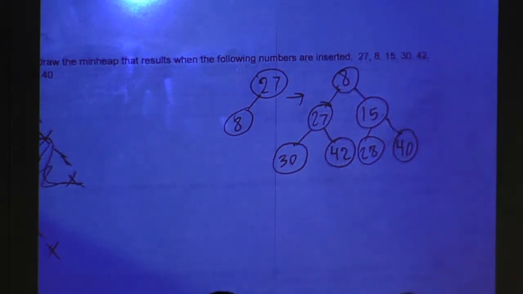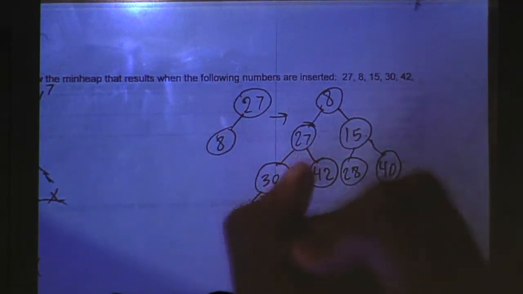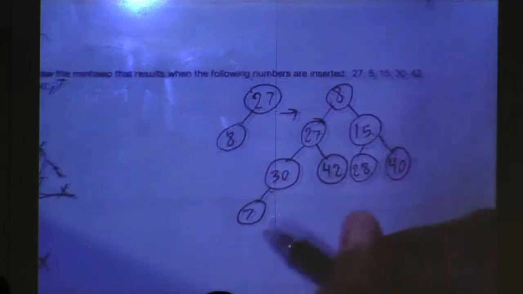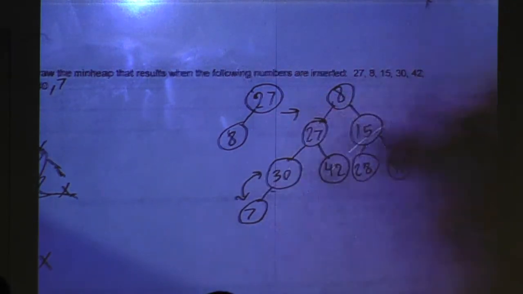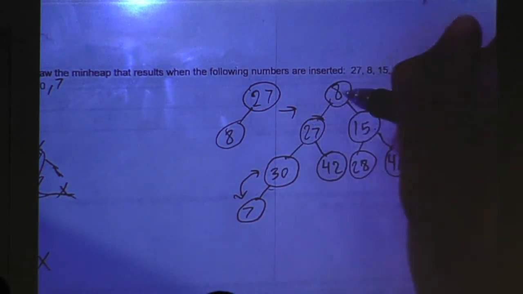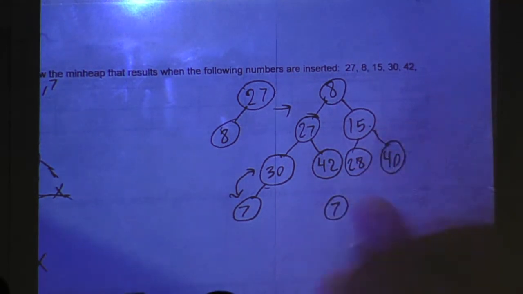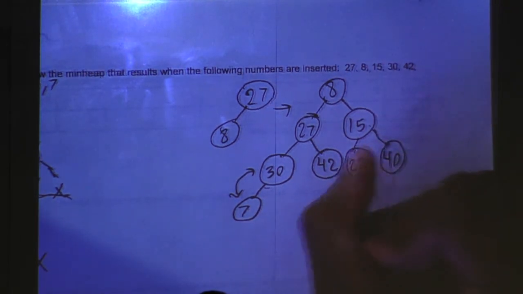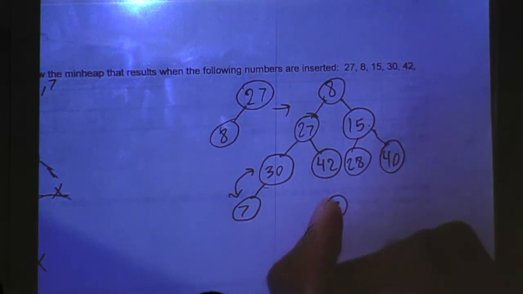So say, for example, we wanted to also input the number 7 afterwards. Then we would put the 7 into the next pointer. And then since 7 is less than 30, these two would switch. And then 7 would be here, and then these two would also switch, and then they would switch with the 8. So then you'd have 7 at the top, and then 8, then 27, and then 30.